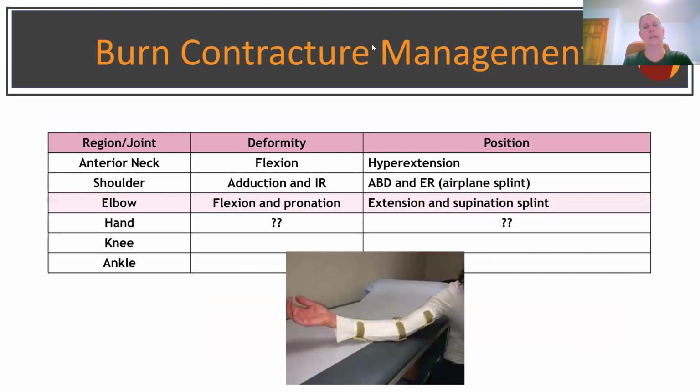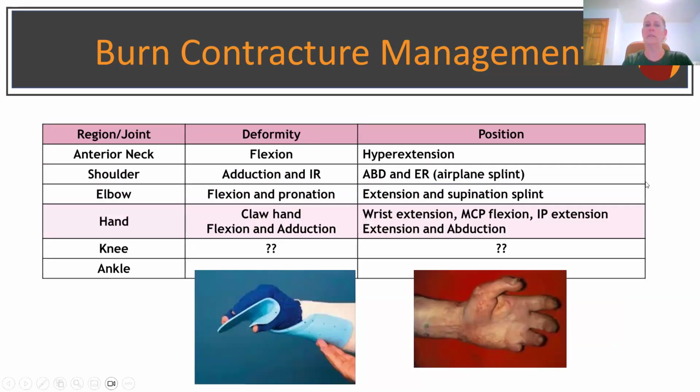What's going to happen with the hand? Yeah, they're going to get flexion contractures. They're going to get claw hands. Everything's going to flex up and probably start to adduct and just kind of pull their hand into these claws. If the wrist is involved, we want to do some wrist extension, and we want to get the MCPs in flexion, the IPs in extension, and abduction. And so you can see an example of a splint that might be used for somebody.